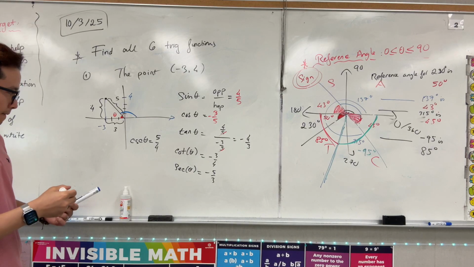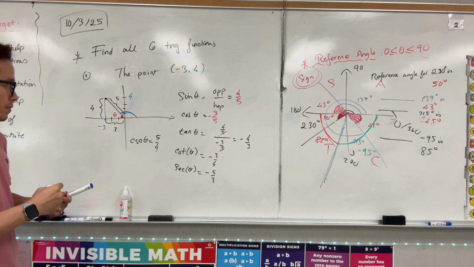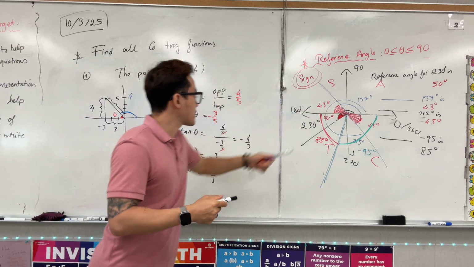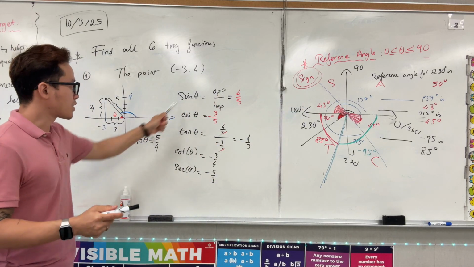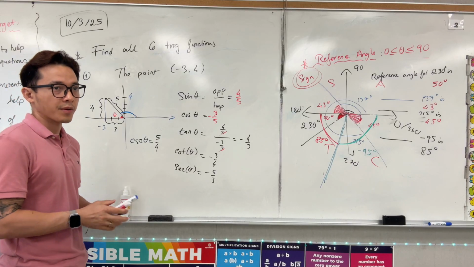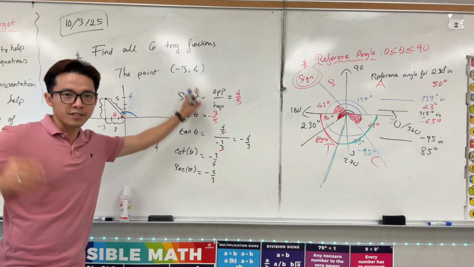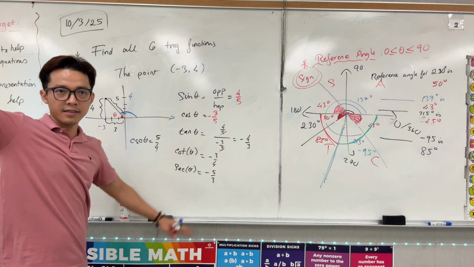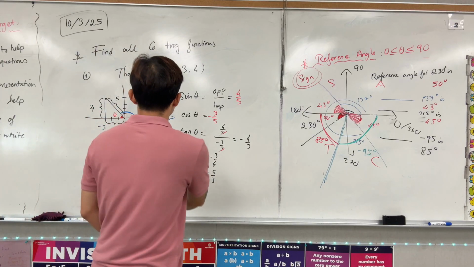So for this one, only the sine is positive. That means cosecant and sine are the only ones that are positive. Okay? How many of you got all 6 correctly? Good, we have more than half. Wait, mister, I have a question.